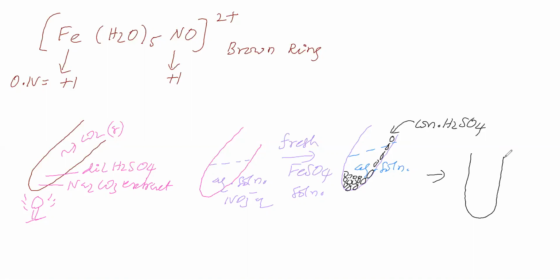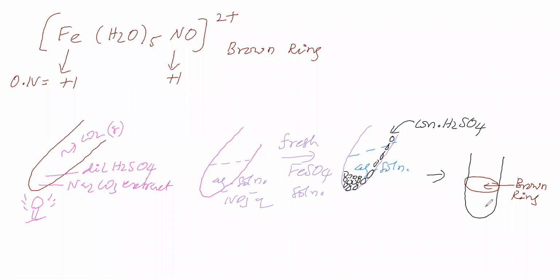Now we placed the test tube straight. Now we can see the brown ring. The brown ring will be here like this. It is a brown ring. Why is it a ring? It is in a circle manner, therefore it is called a ring. Why is it brown? Because this color is brown, therefore it is called a brown ring.